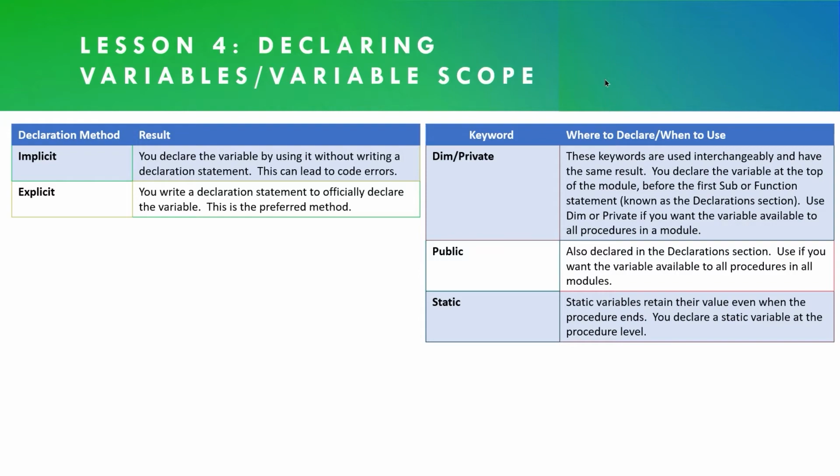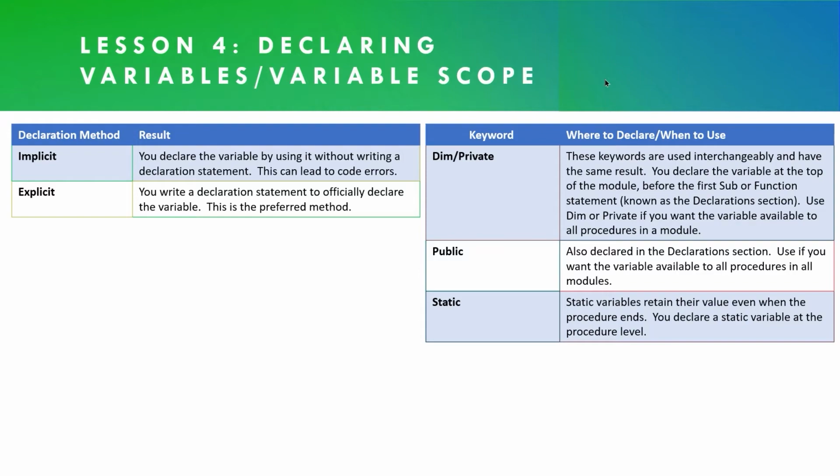So for example, with implicit declaration, let's say I name a variable green, and then when I go to use it, I misspell green. It's going to think that I'm implicitly declaring another variable, and you can see how that could lead to coding errors. Explicit declaration is the preferred method. You write a declaration statement to officially declare the variable.